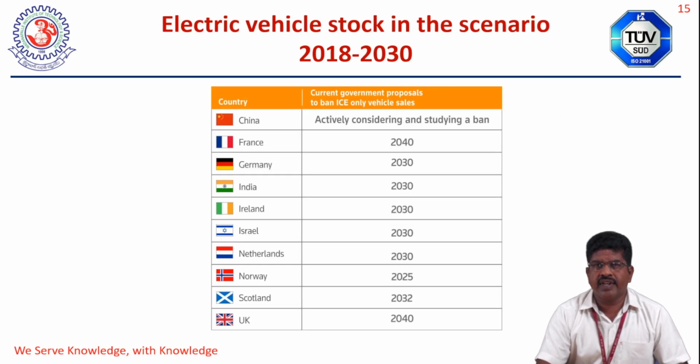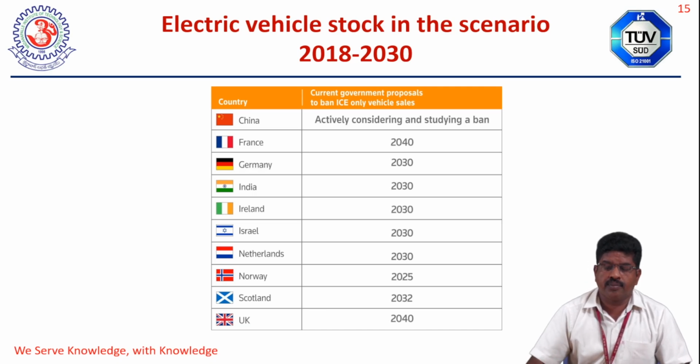So coming to the electric vehicle stock scenario from 2018 to 2030, we have seen that many countries have given proposals to ban internal combustion engines by 2030. That has been decided by the Indian government. Similarly, France has taken 2040. Similarly, Germany has 2030. So most of the countries like Germany, India, Ireland, Israel want to ban the IC engines by 2030. And similarly, Norway has taken the proposal to ban the IC engines by 2025, and similarly Scotland by 2032 and UK by 2040.